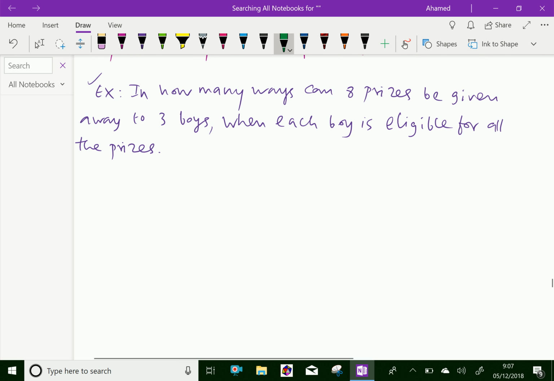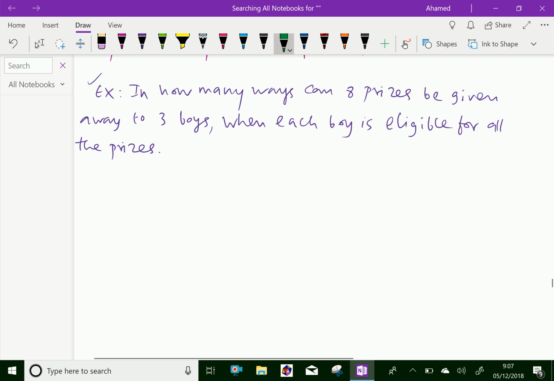Here, in how many ways can 8 prizes be given away to 3 boys when each boy is eligible for all the prizes? Means 8 prizes must be distributed among 3 boys. How many ways can we get it?